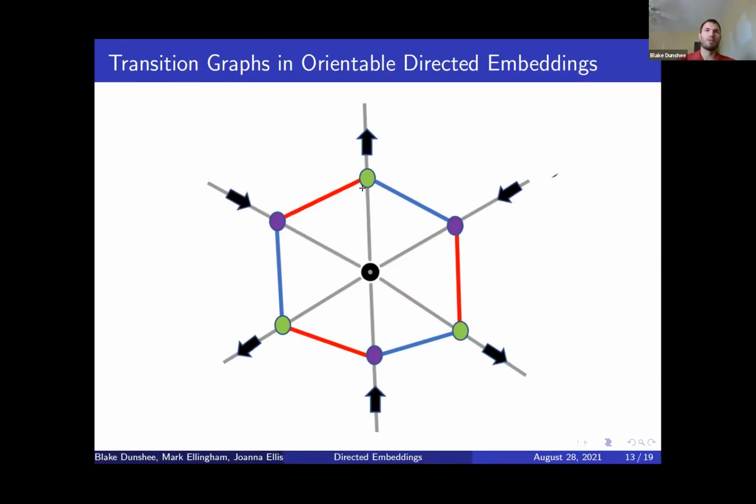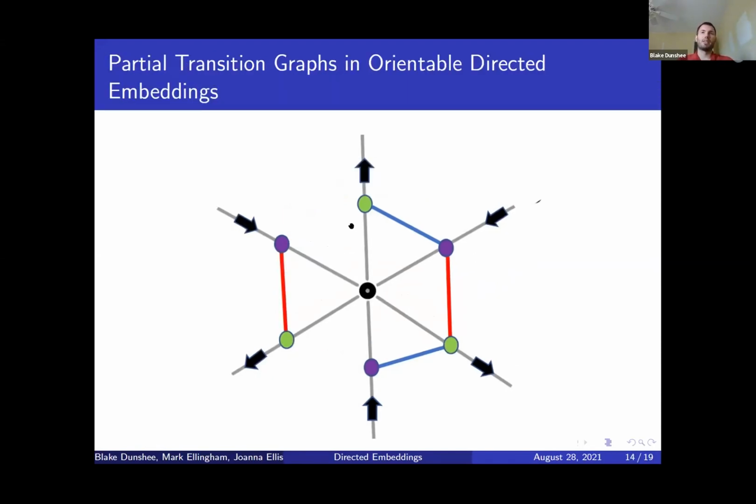So we have a two coloring of the vertices in the transition graph and a two coloring of the edges in the transition graph. This edge coloring that we have here is what's new in the orientable case. We didn't have that in the non-orientable case. But in this orientable case, we have to deal with thinking about this edge coloring that comes from the directions placed on our facial walks.